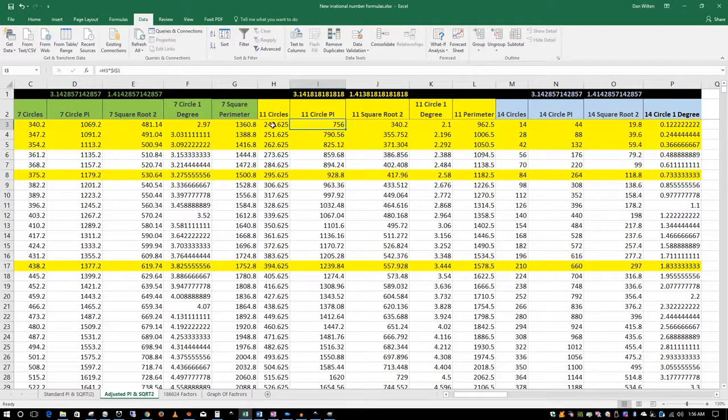So here we have these 11 circles, right? This 11 circle here is 240.625. If we multiply it times pi, we get 756. And if we take it and turn it 45 degrees, we get 340.2. And this is where I wanted to show you the geometry and how it works.